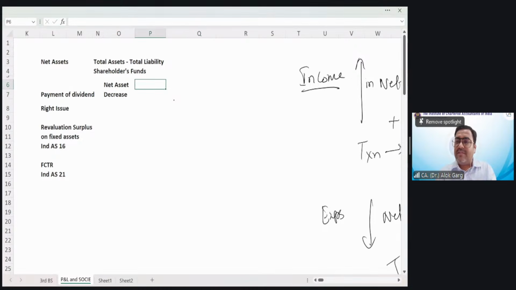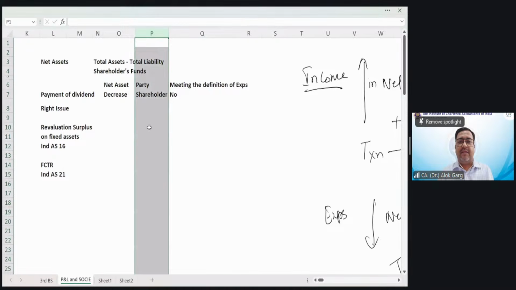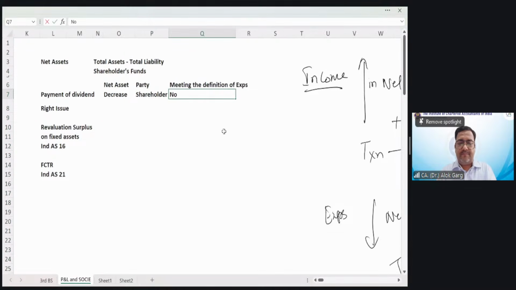Is it meeting the definition of expense? Who is the party with whom this transaction is happening? This transaction is happening with the shareholder, right? Is it meeting the definition of expense? No, it is not meeting the definition of expense. ये expense की definition meet नहीं कर रहा है. It is not meeting the definition of expense.